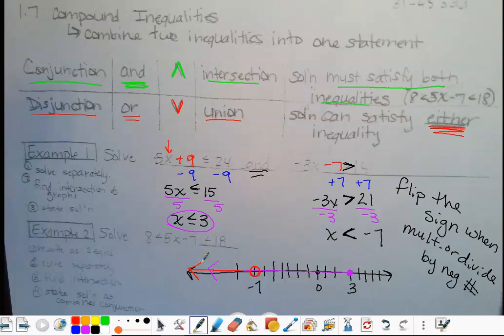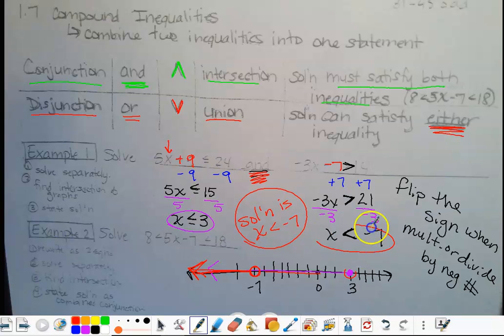But then we need to look at it: it's an and statement. It's an intersection. It must satisfy both inequalities. So in order to satisfy both, the solution is x is less than negative 7. That's the only one that would satisfy both, because all the numbers down here also satisfy the numbers that are going to be here. So the solution is x is less than negative 7, because it's an intersection.